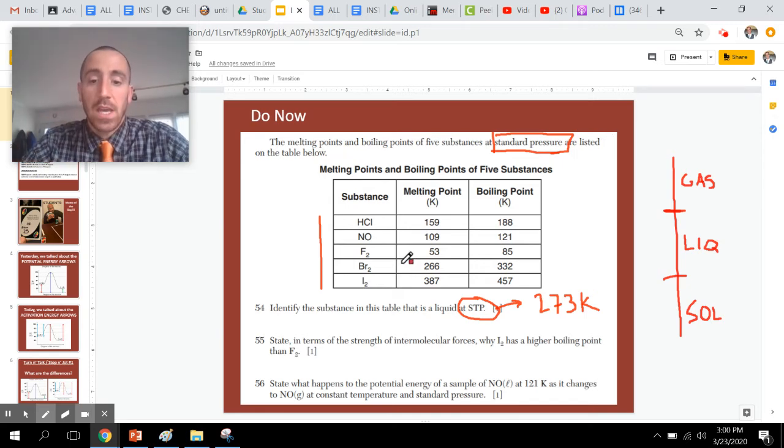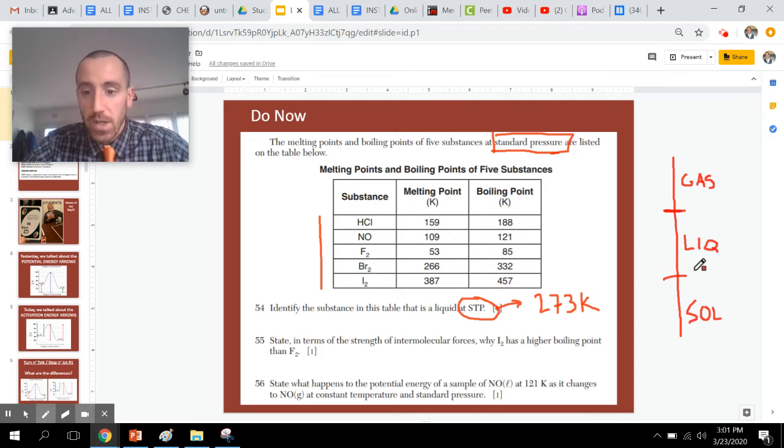So here's what we're going to say. If you're a liquid at STP, that means that in order to be a liquid, the melting point has to be below 273 and the boiling point has to be above 273. So which one of these qualify? Well, let's just go one by one.